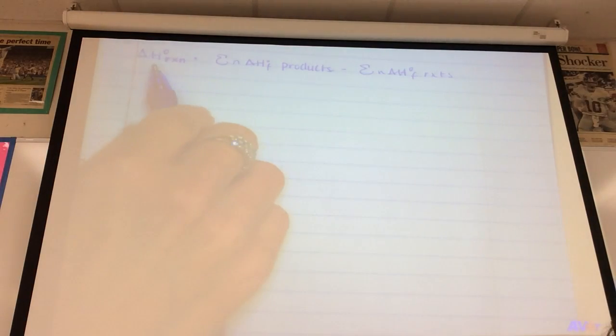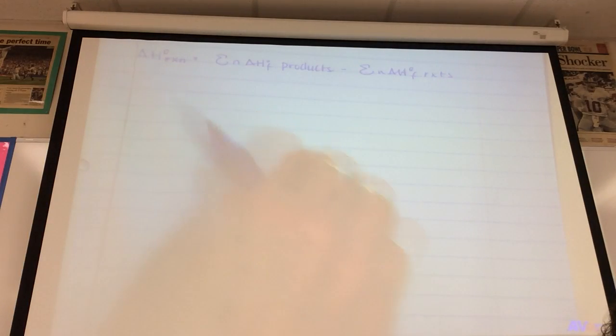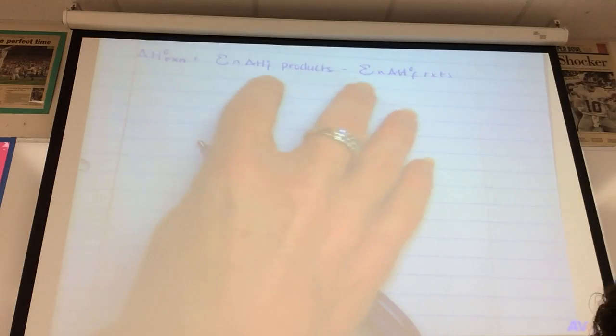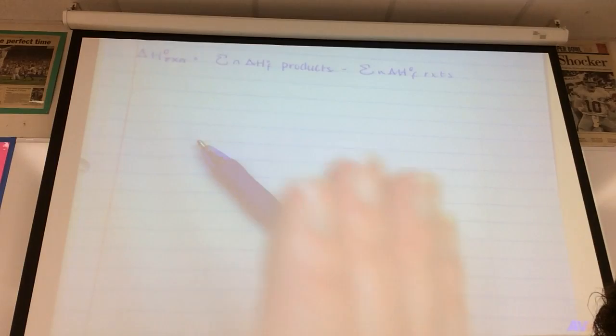Today we're going to calculate delta H of a reaction slightly differently. If you don't know the delta H's of formation, you can calculate delta H differently because enthalpy is a state function. It depends only on the beginning and the end.